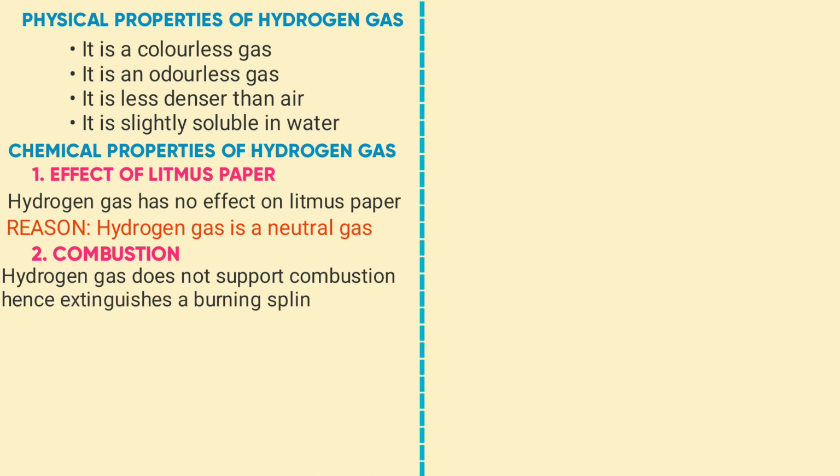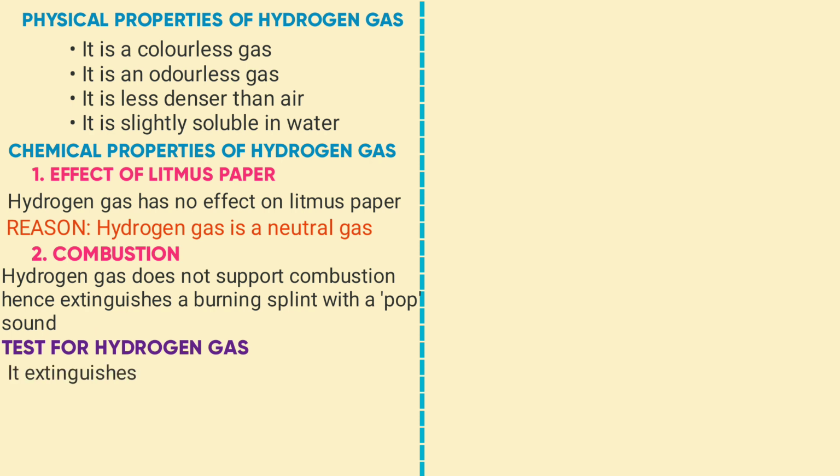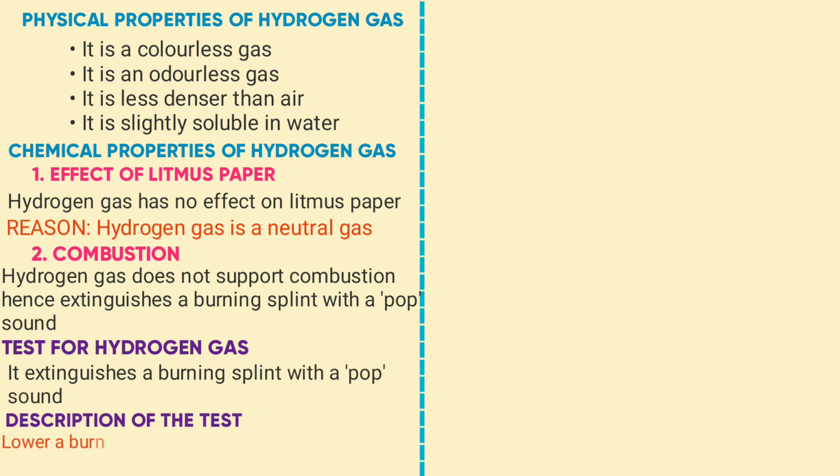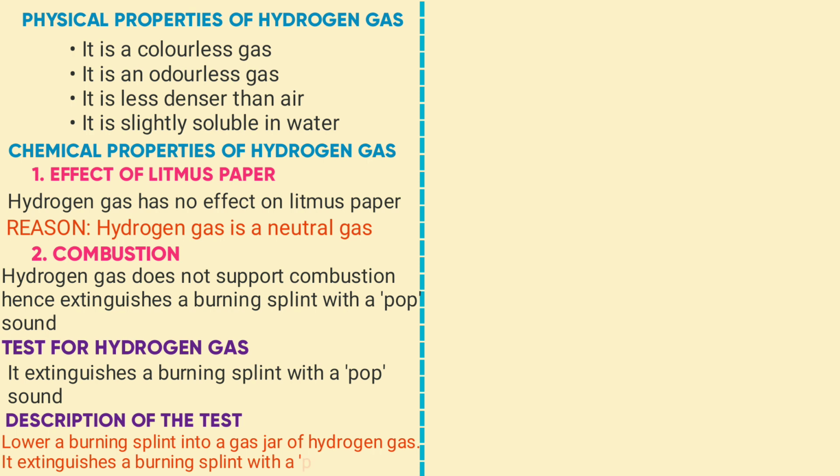2. Combustion. Hydrogen gas does not support combustion, hence it extinguishes a burning splint with a pop sound. That is a test for hydrogen gas. So the test for hydrogen gas is it extinguishes a burning splint with a pop sound. Description of the test: lower a burning splint into a gas jar containing hydrogen gas. It extinguishes the burning splint with a pop sound.